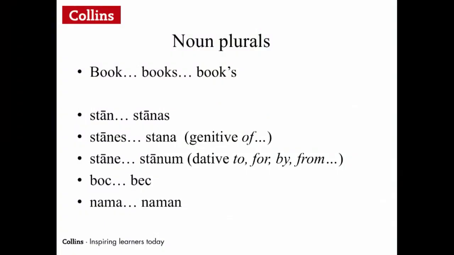And some words form plurals by adding an N at the end. Nama, namen. This is the Old English for name. That pattern has also more or less died out, but there are one or two residual things happening. You can see that while we don't have boke, bake for book, we do have foot, feet, and tooth, teeth. So there are some residual plurals that go back to Old English.